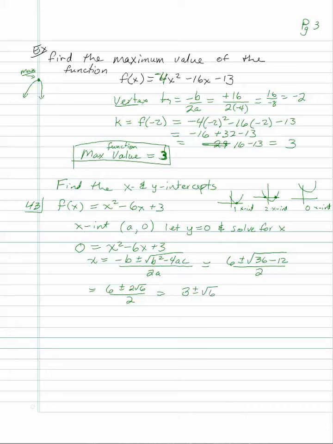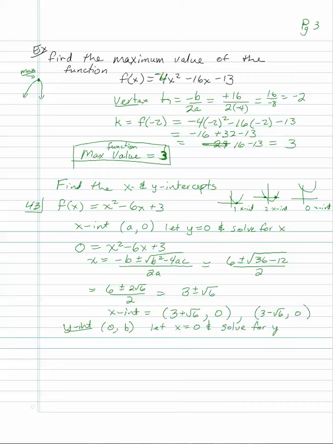Okay, so our x-intercepts are 3 plus square root of 6, comma 0, and 3 minus square root of 6, comma 0. Now the y-intercept, that's the easy one. We're going to let x equal 0 and solve for y.